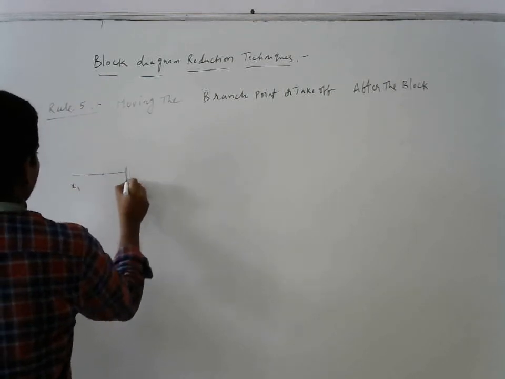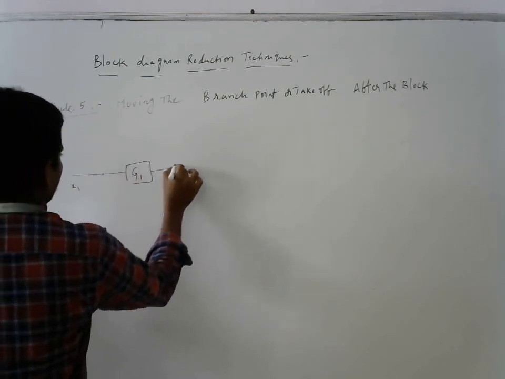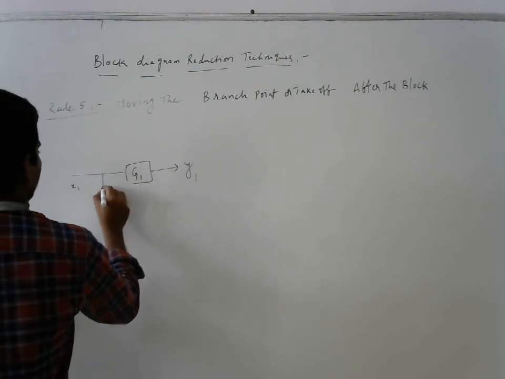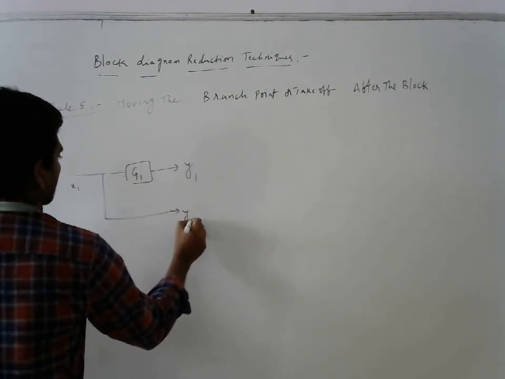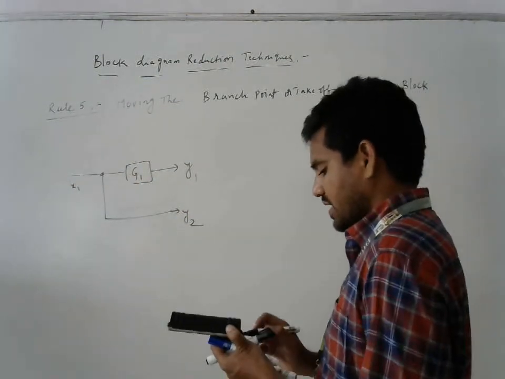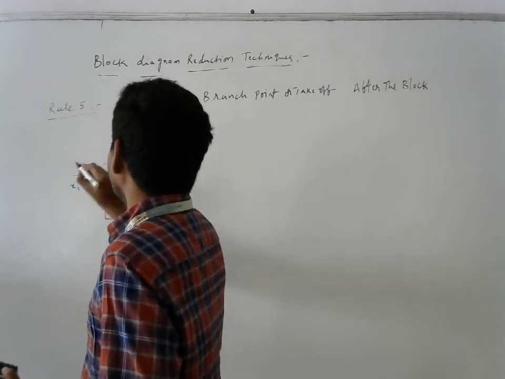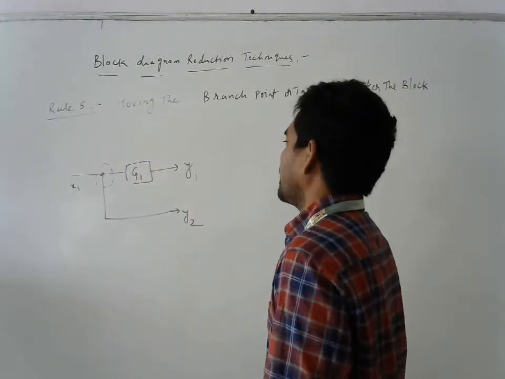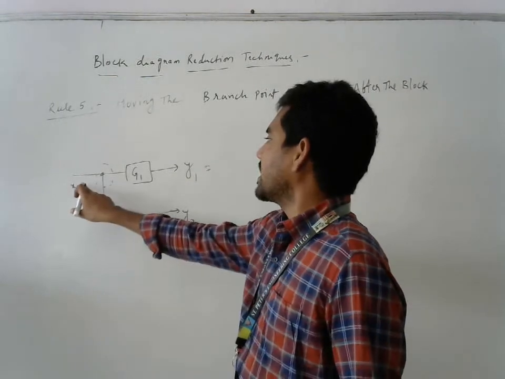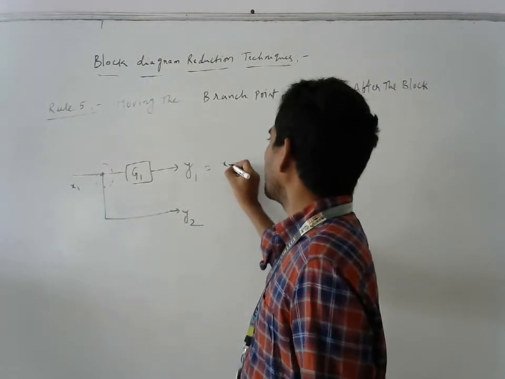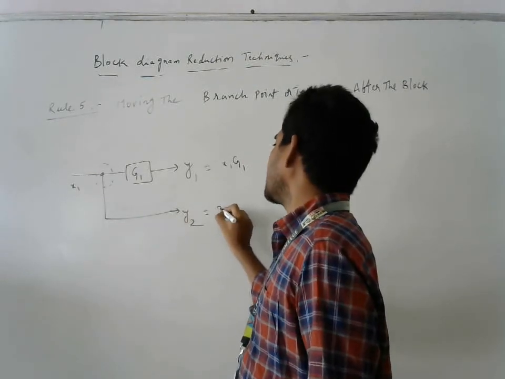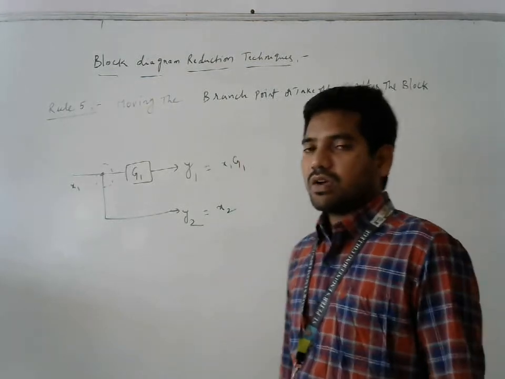I am going to take x1 and this is our g1. I am taking an output as y1, and here I am going to take the output as y2. Now in this case, just consider where the takeoff point is. This is a takeoff point or branch point. What is the output y1? x1 into g1. And y2 is directly x1, the same as the input.